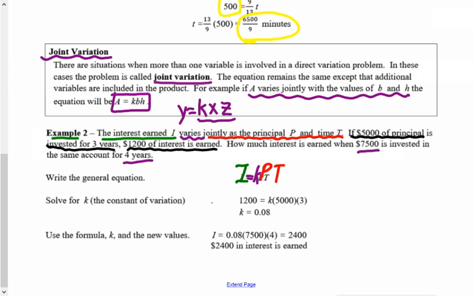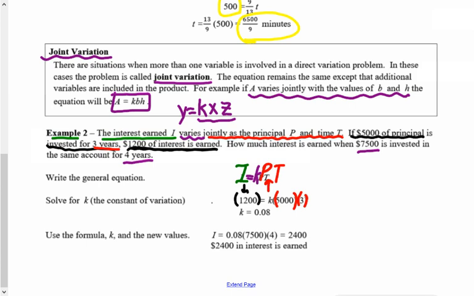So we start out with the general equation. Again, it was joint variation, so everything was just all multiplied together. Then we need to figure out what k would be by using the information they gave us. They told us that the principal was 5,000, so I plugged in 5,000 for p up here. Then they told us it was invested for 3 years, so I plugged in 3 for t, also on the right. They told us $1,200 in interest was earned. That was I, that was over there on the left.